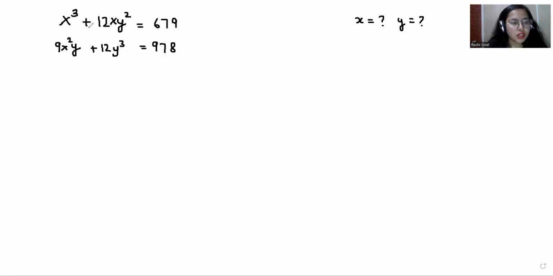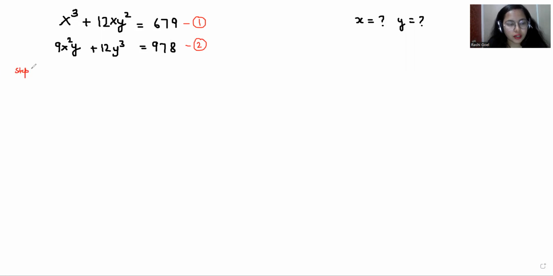So our first equation is x cube plus 12xy square is equal to 679 and the second equation is 9x square y plus 12y cube is equal to 978. So I'm going to consider it as equation number 1 and this as equation number 2.